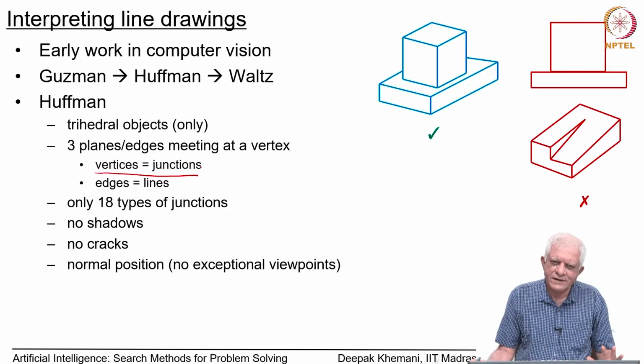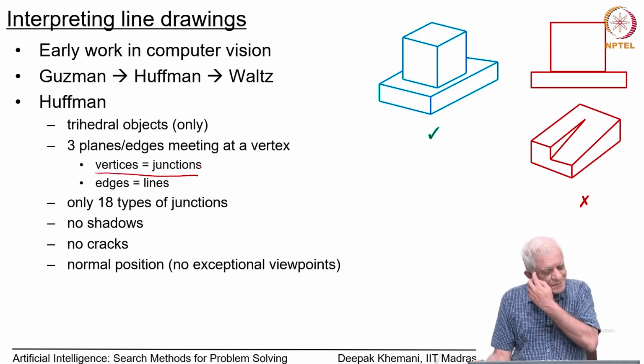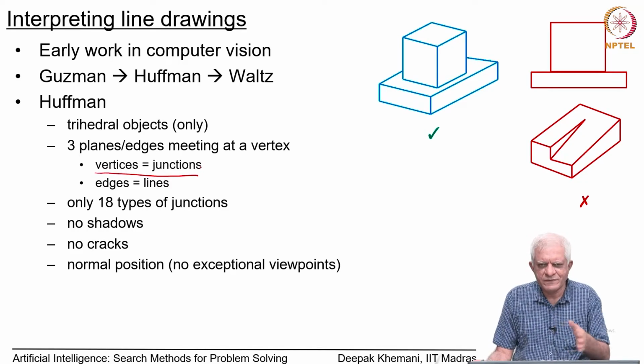Huffman further said that the figure must be such that there are no shadows and there are no cracks. Not only that, they must be all viewed from a normal perspective. What is a normal perspective? A normal perspective is one where if you shift it slightly, the figure should not change drastically.